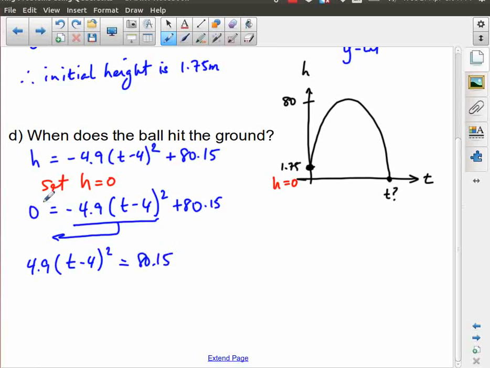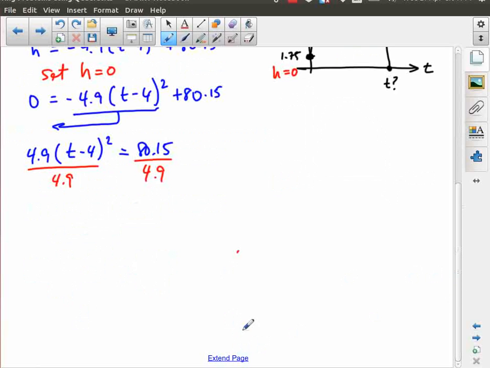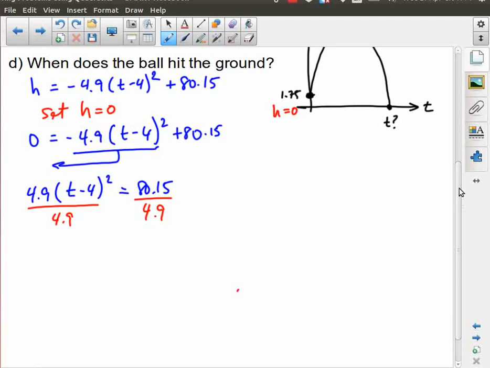Sorry, the equal signs can't line up anymore. I had no more room on the side here. When you're doing things by hand, sometimes things like that will happen. To get t minus 4 all by itself, I have to divide both sides by 4.9. Now this is where, when you're doing calculations, you don't want to lose precision. So don't round your answers at this point in time.